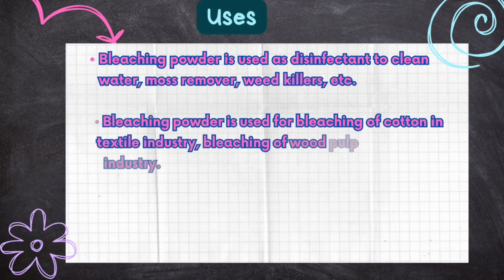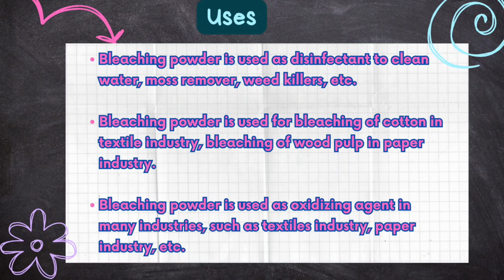Uses of bleaching powder. It is used for bleaching dirty clothes in the laundry, and as a bleaching agent for cotton and linen in the textile industry. It is a strong oxidizing agent, hence used as an oxidizer in many industries. It is used as a disinfectant, for disinfecting water to make potable water.